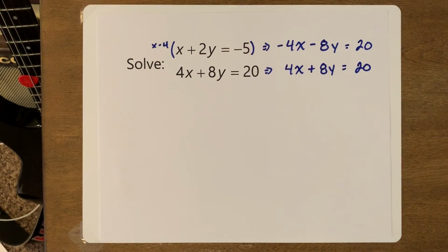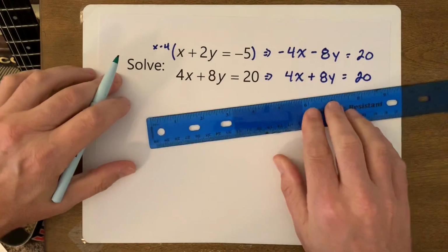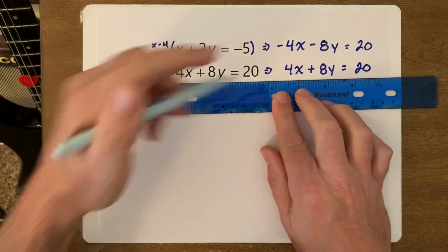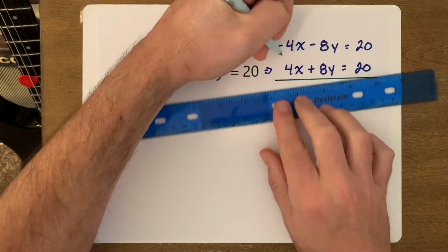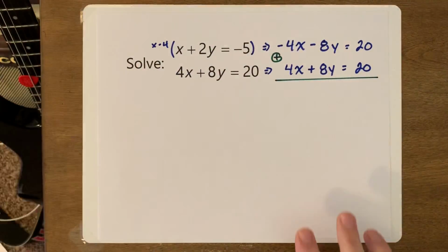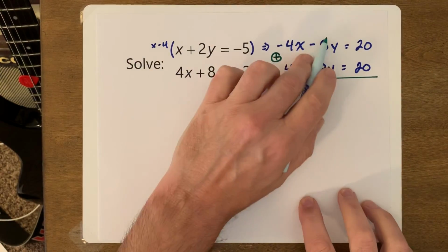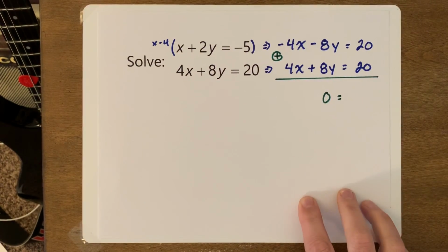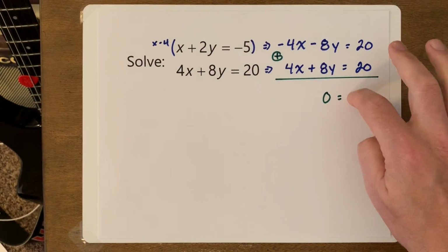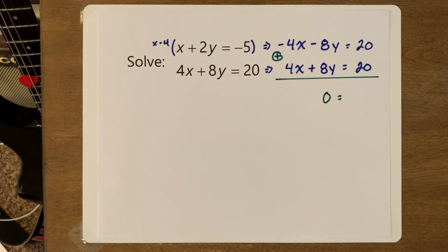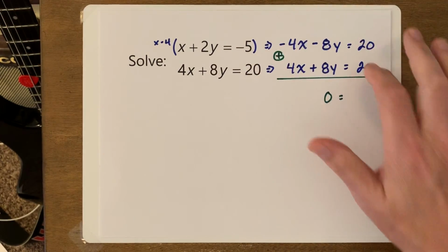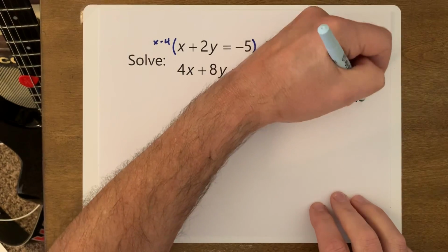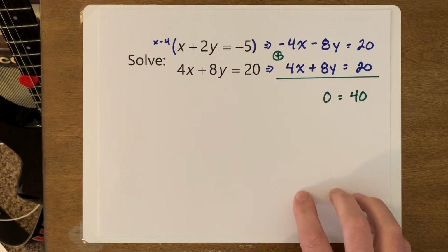So now, we're going to go ahead and add those two equations together and see what happens. And you might think, well, the same thing's going to happen. Cancel, cancel. So 0 equals. And I can't tell you how many students I've seen will put a 0 right there. However, 20 plus 20 is definitely 40. So that's a little trick there.